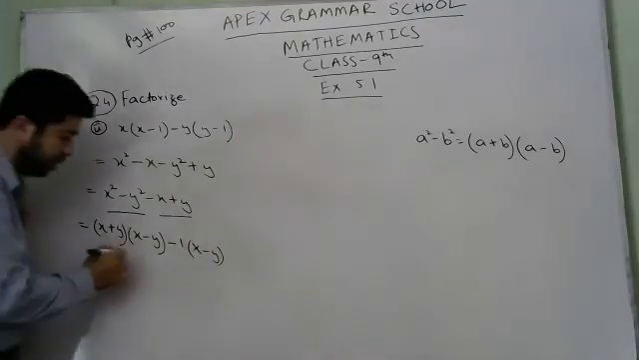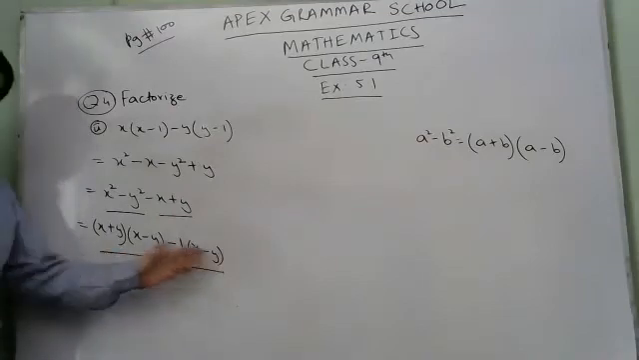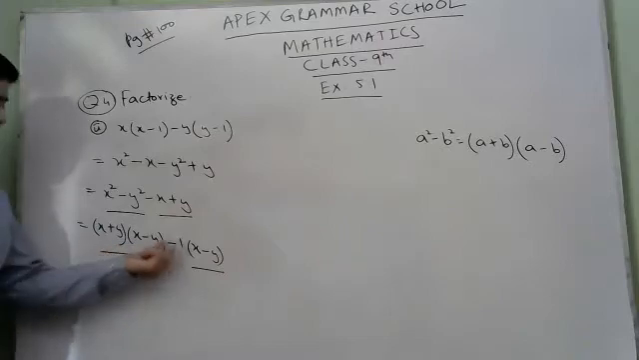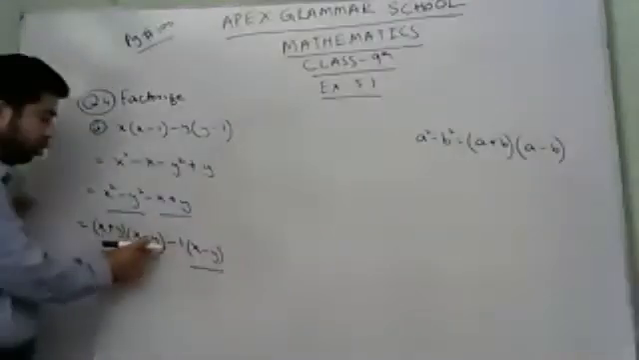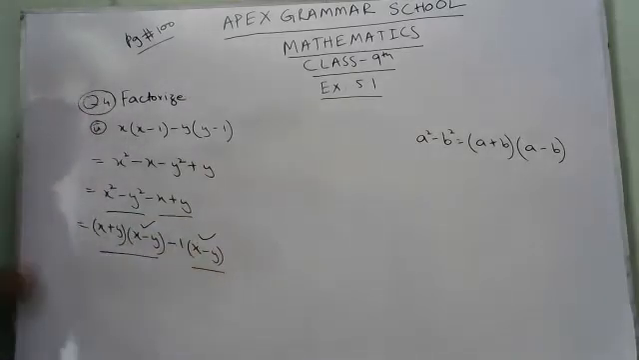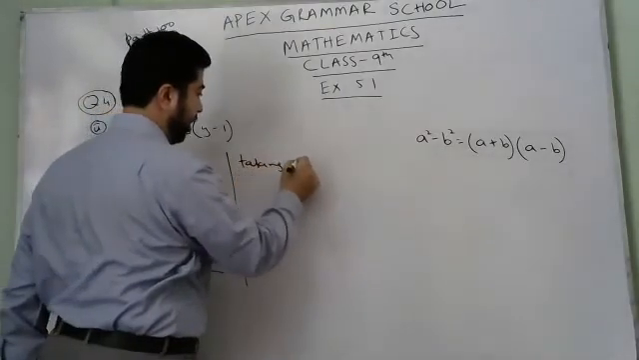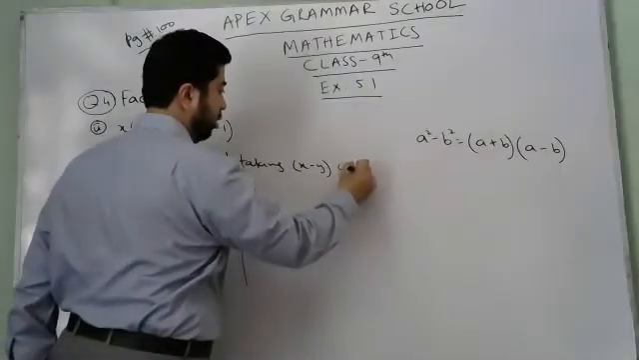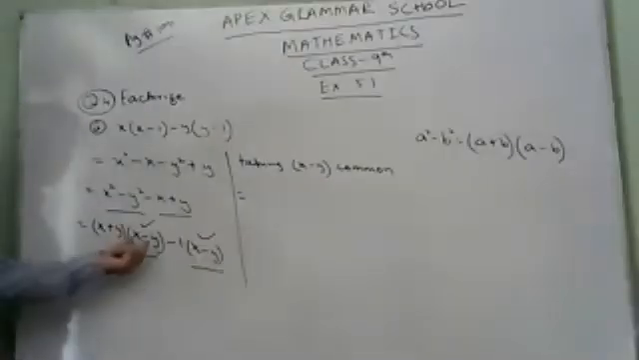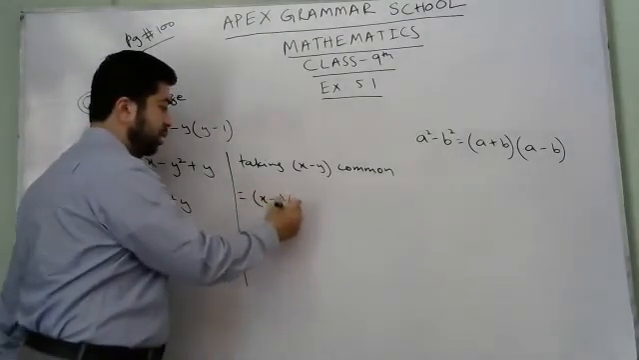So this is the first place, this is the second place. Now you can check what is common here. X plus y? No. X minus y? Yes. X minus y is common here and x minus y is common here. This and this is common. So taking x minus y common, after taking this x minus y common from here and here, you can write it as x minus y.